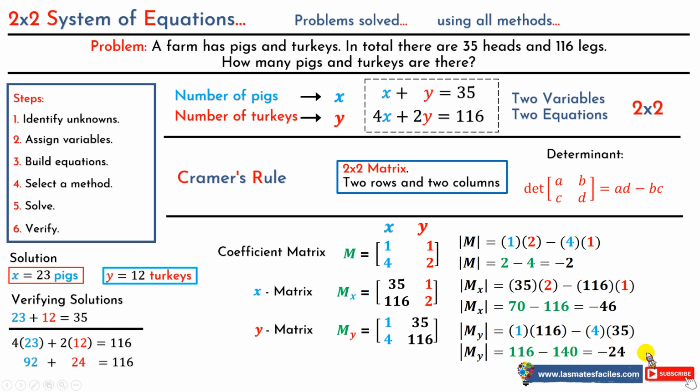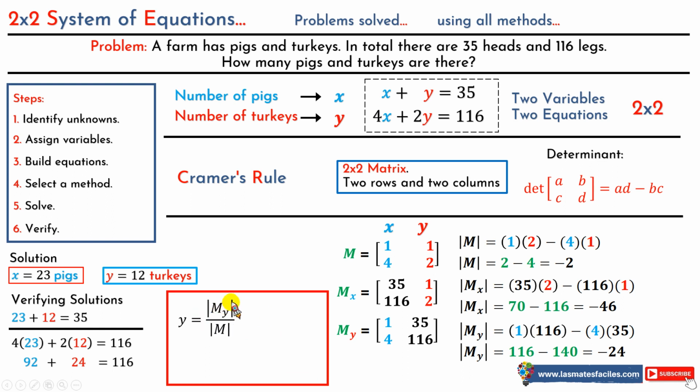Okay, we have the determinants, but how do we calculate the value of X and Y? There is only one step left. The value of Y is equal to the determinant of the Y matrix divided by the determinant of the coefficient matrix. Minus 24 divided by minus 2. Negative divided by negative is positive. 24 divided by 2 is 12. The value of Y is 12.